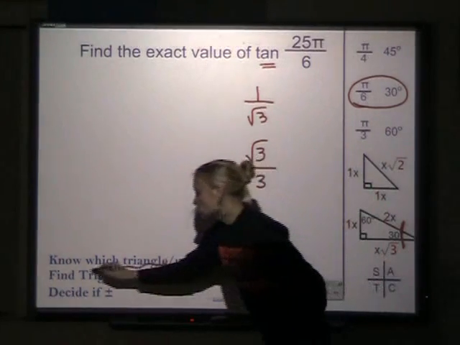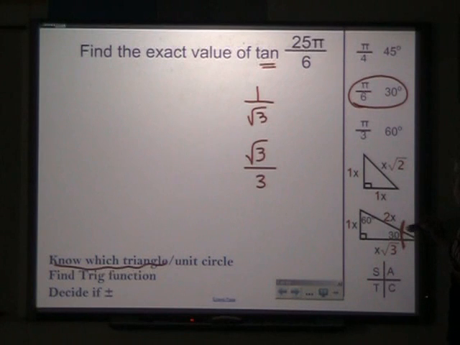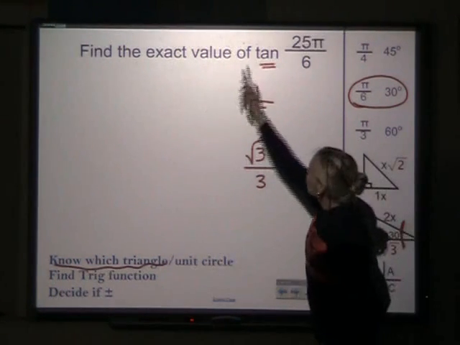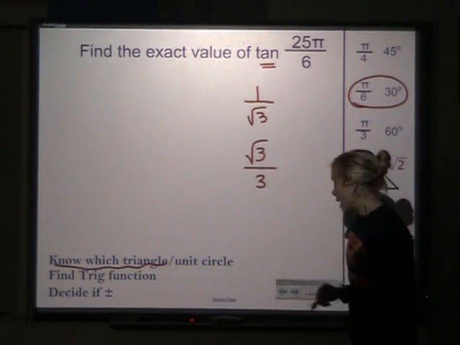So I'm using which triangle? The one with the 6. Pi over 6 always has a 30. Which trig function for tangent of that? So opposite over adjacent. And then I have to decide if it's positive or negative.